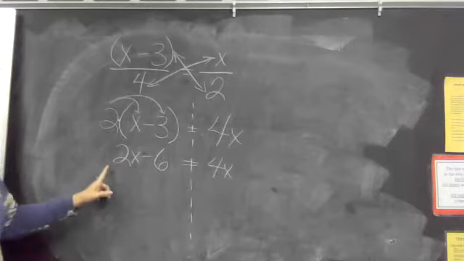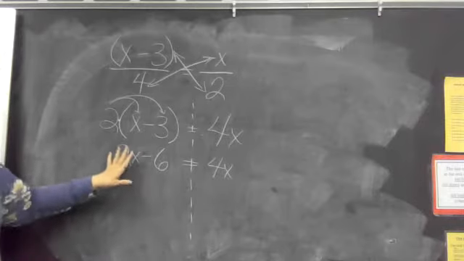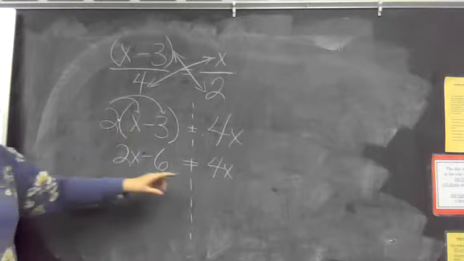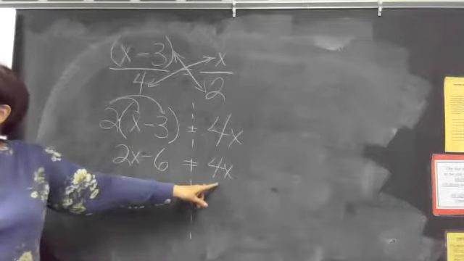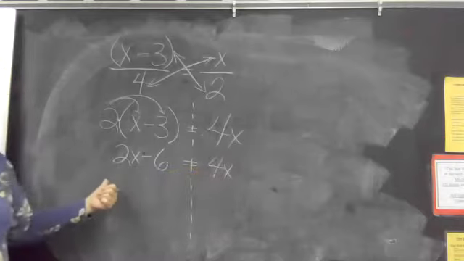So we can either subtract 2 x's off of here to get them gone, or we can subtract 4 x's from here and get those gone and they'll come over here.